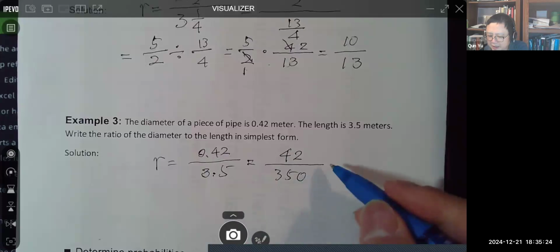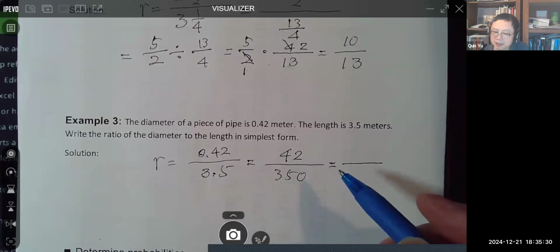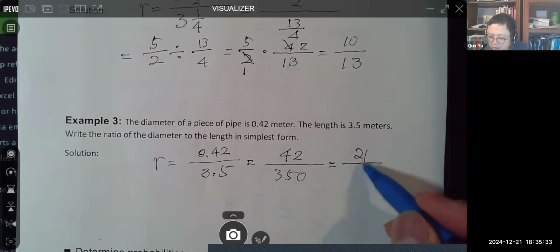Now simplify that. Divide both sides by the same number. At least we can see both are even numbers. Both can be divided by 2. This is going to be 21. This is going to be 175.